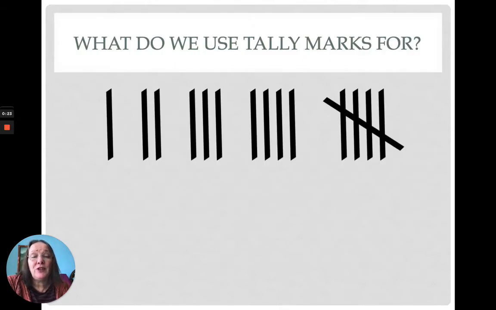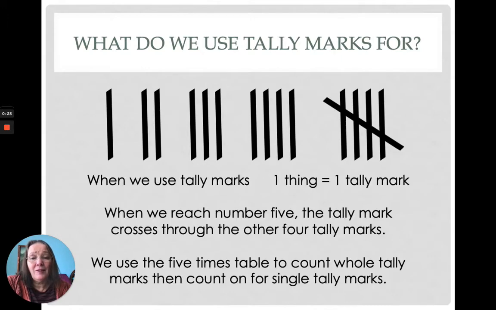First of all, what do we use tally marks for? Well, when we're using tally marks, we have one thing, one tally mark. It's a quick, easy way of counting up a lot of stuff. And when we reach number 5, we put a stroke through the other 4 tally marks. And this means it is nice and easy to add up using our 5 times table. So all the complete tallies we use our 5 times table for, and then we count on for any ones left over at the end. So tally marks are there to count up things quickly.